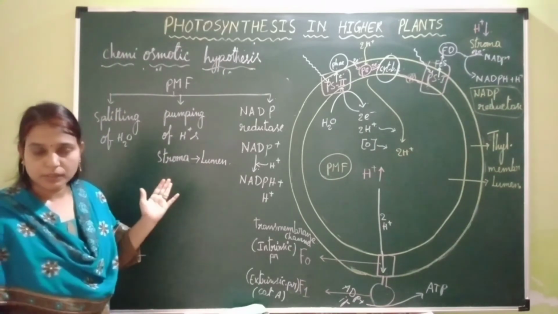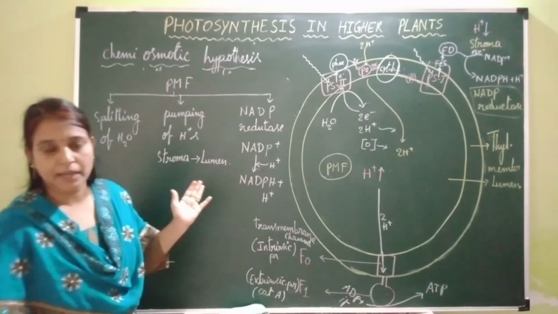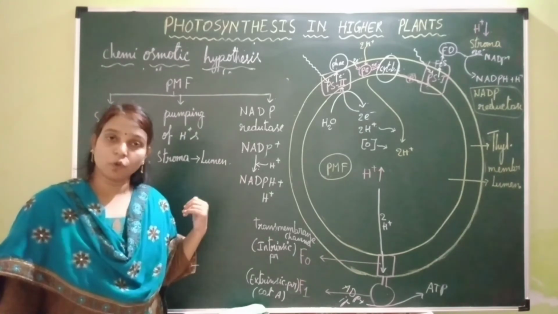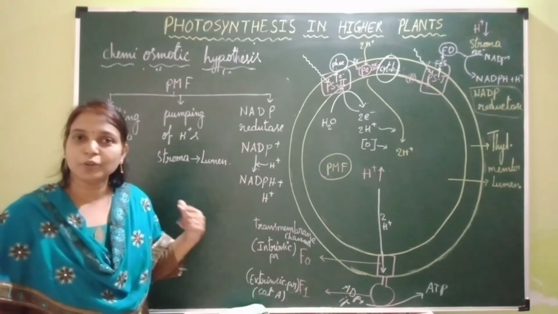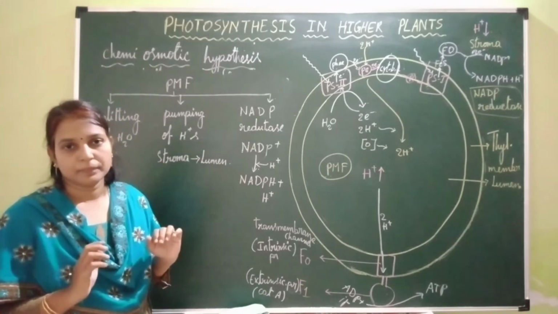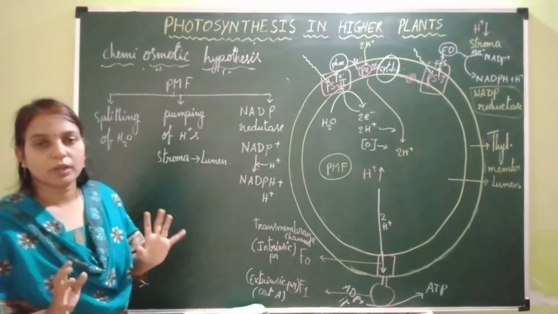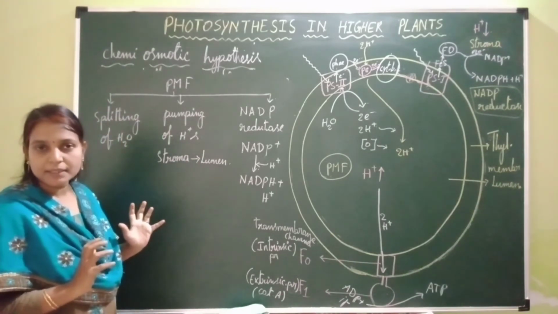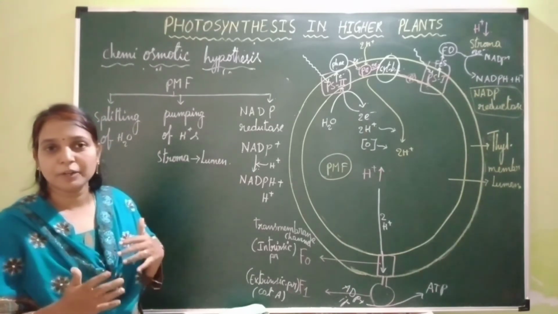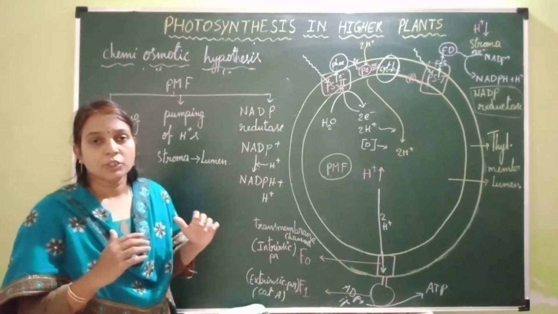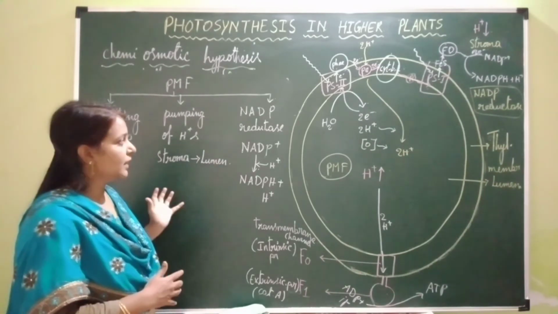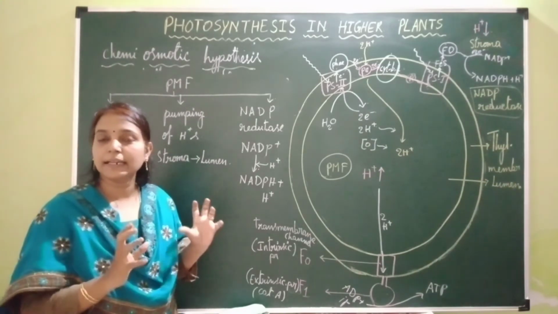The chemiosmotic hypothesis was given by Mitchell, hence it is also called Mitchell's hypothesis. He gave this hypothesis to explain the formation of ATP during photophosphorylation, which occurs inside the chloroplast, and during oxidative phosphorylation, which occurs inside the mitochondrion. Inside the chloroplast, ATP synthesis is linked with the development of the proton gradient or proton motive force, which is developed inside the lumen, whereas in the mitochondrion it is developed inside the intermembrane space.